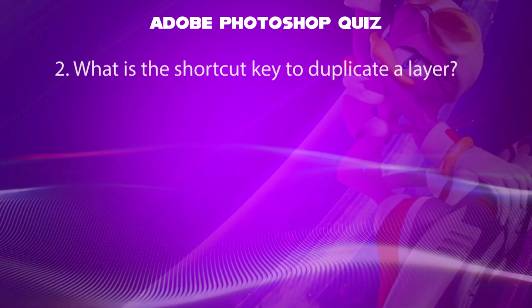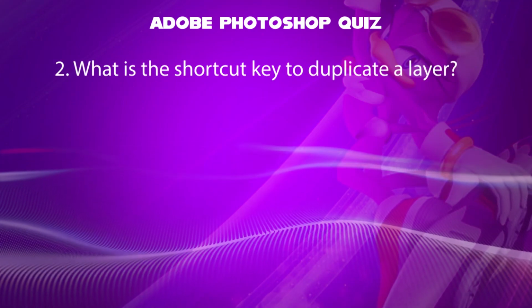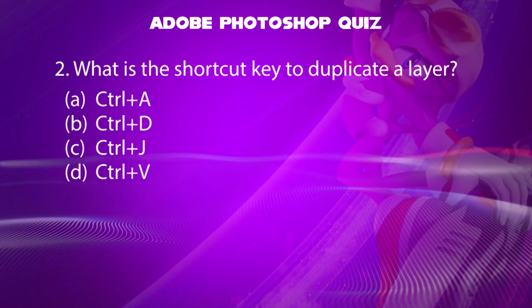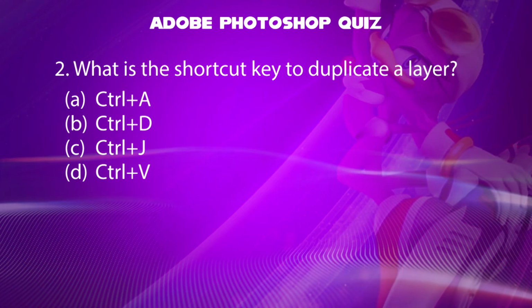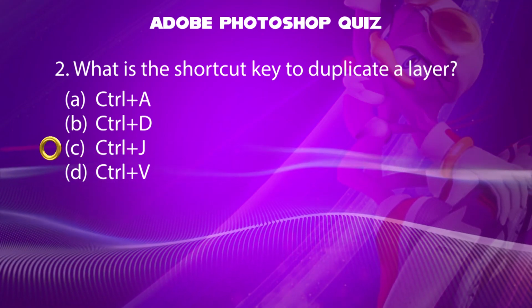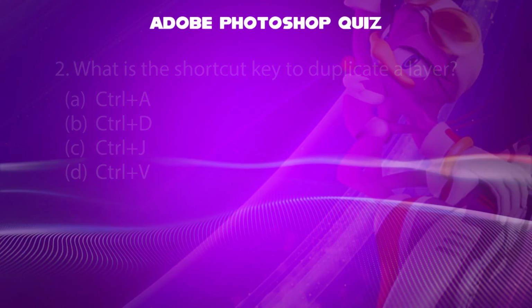Second question, what is the shortcut key to duplicate a layer? Is it Ctrl and A, Ctrl and D, Ctrl and J, or Ctrl and V? The answer is Ctrl and J. This duplicates a layer when you select one or more layers.